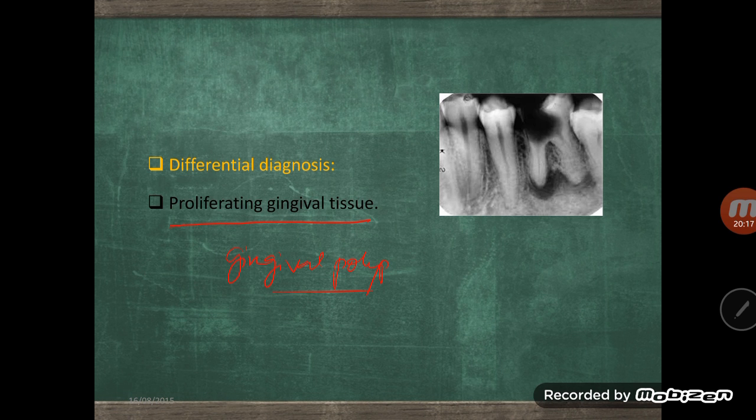That's the first difference. The second difference is that whenever you want to diagnose a pulp polyp or a gingival polyp, you need to go to the starting point, the origin of the lesion. Once you follow the stalk, you will get an idea. If it's coming from the gingiva, it's a gingival polyp. If it's coming from the pulp, it's a pulpal polyp.